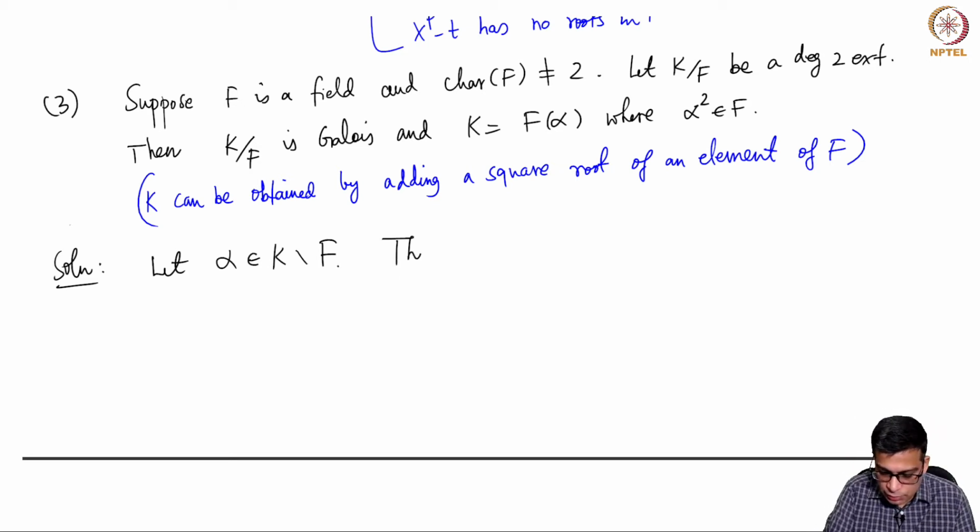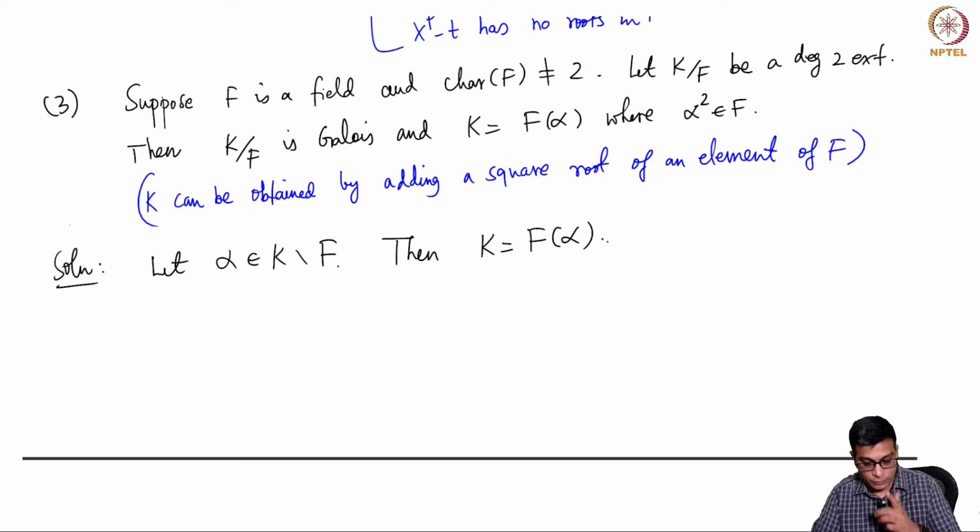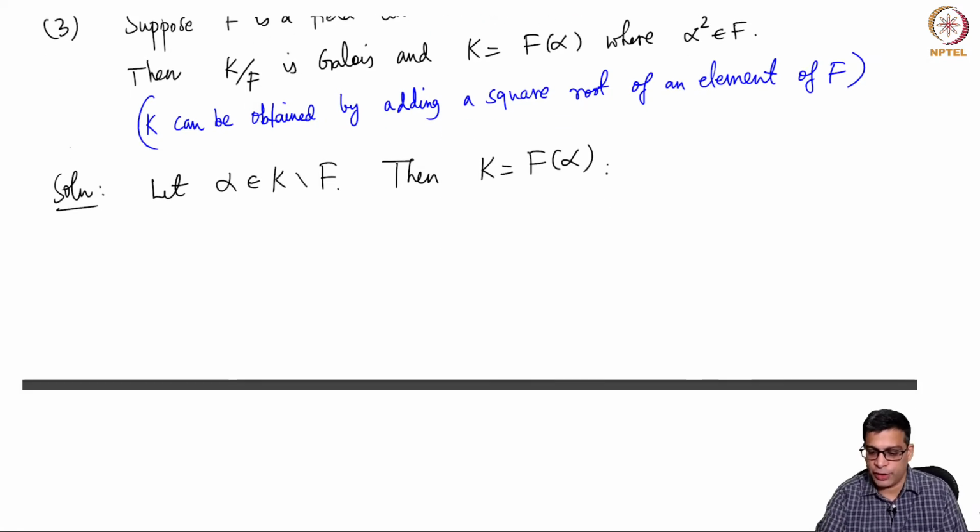So then we don't quite know that alpha will do the job for us, because alpha square may not be in F, right? So we don't know yet that this particular alpha will do. But what we will do now is to exhibit some other element which does the job.